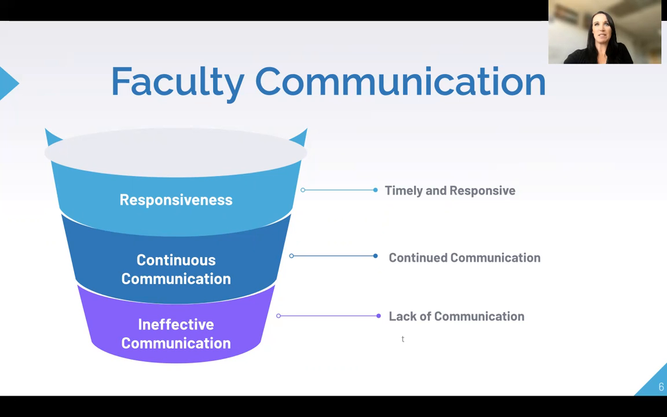Some student participants mentioned that some faculty members have ineffective communication. Ineffective communication was described as the faculty member not communicating with students or the entire class. Some faculty members preferred sending assignments and communication through the mail, and some faculty members took too long to respond to student emails.